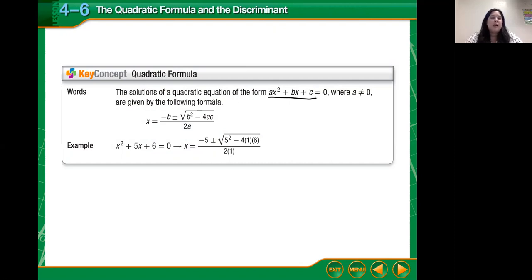So in the example, we have x squared plus 5x plus 6 equals 0. A is 1, b is 5, c is 6, and you go ahead and plug it in, and then you can simplify and solve for x.